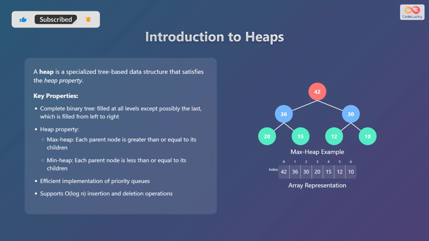In a max-heap, each parent node is greater than or equal to its children. In a min-heap, each parent node is less than or equal to its children. Heaps are an efficient implementation of priority queues. It supports O(log n) insertion and deletion operations.